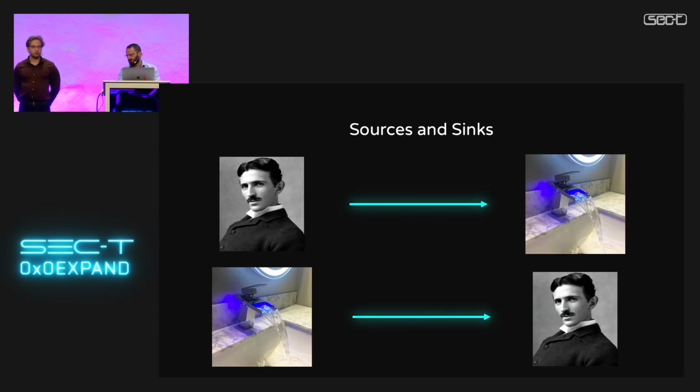And let's introduce two very famous terms, sources and sinks. So on the left, we have Nikola Tesla, the inventor of the light bulb. Without him, there probably wouldn't be RGB colors, and we wouldn't be here. So props for him. And on the right, we have a sink with blue color and so on.